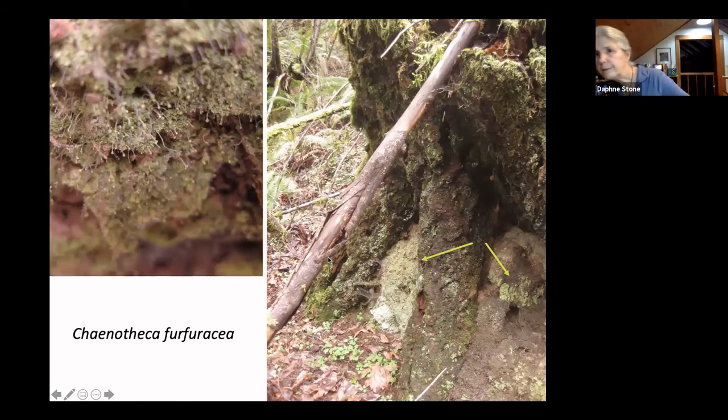And another common pin lichen in the Willamette Valley is Chenotheca furfuracea. Its habitat is in between the roots of a Doug fir tree on the downslope side, in sort of a little shaded, moist spot maybe. It can grow on rocks, on soil, or even on rootlets in that area. And this is what it looks like. Again, the pins are about 1 or 2 millimeters tall.